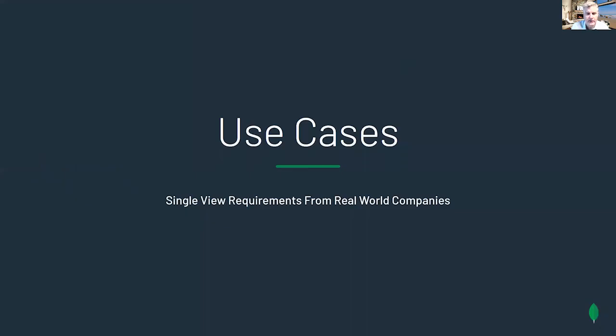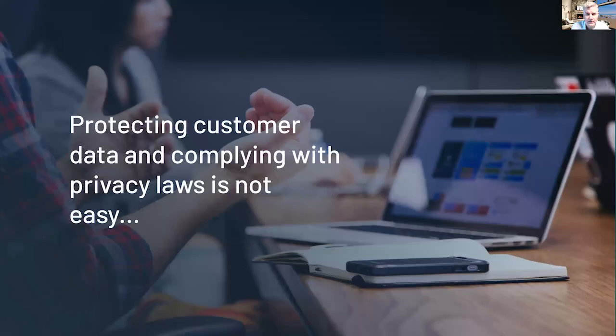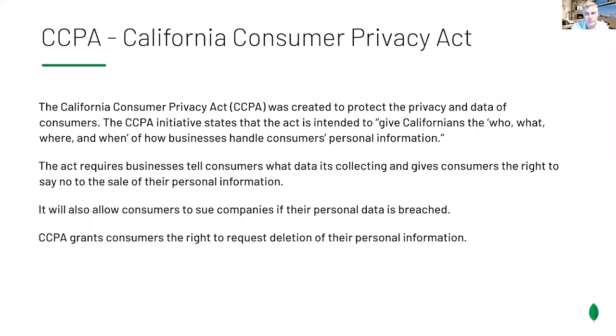So use cases. We're going to talk about some of the single view requirements from real world companies. In general, protecting customer data and complying with privacy laws is not an easy task. The California Consumer Privacy Act is something that was put in place in California to protect consumer data. It gives them two primary options. One is to be notified, or at least be informed, as to how the private data is being used and who it's being sold to. And if they don't like it, they have the option to opt out. Should the company in question not comply with their requests, they have the right to take legal action.